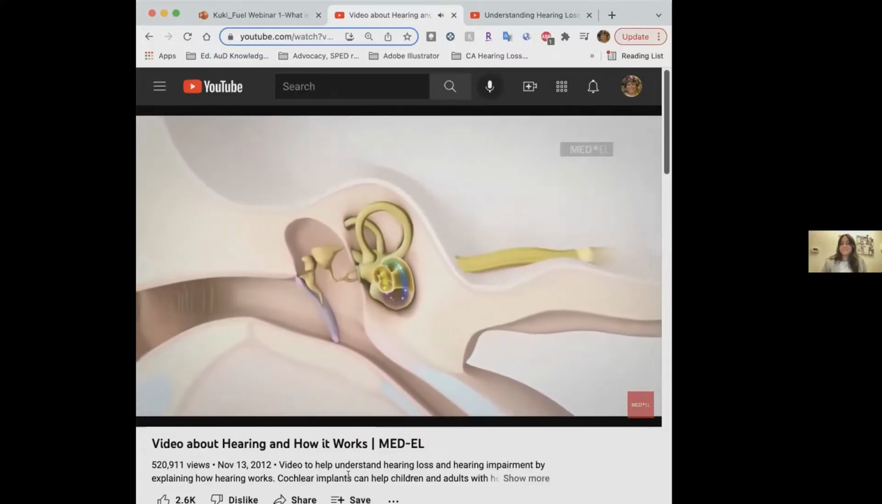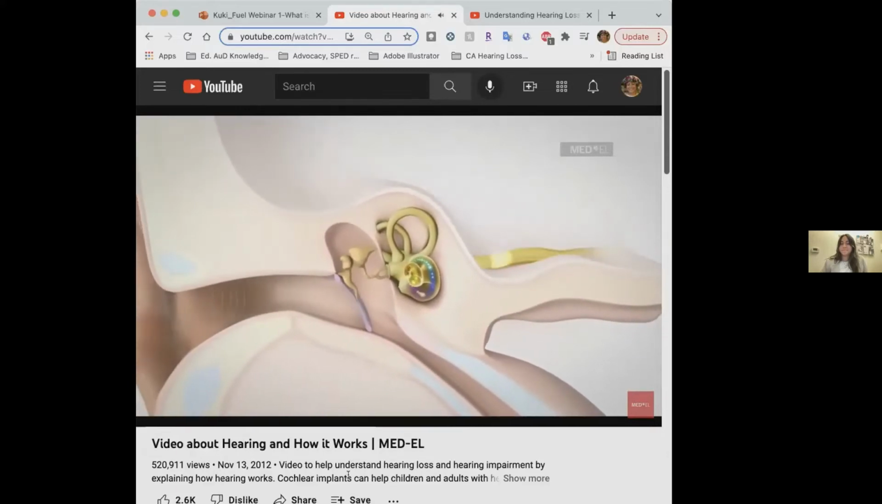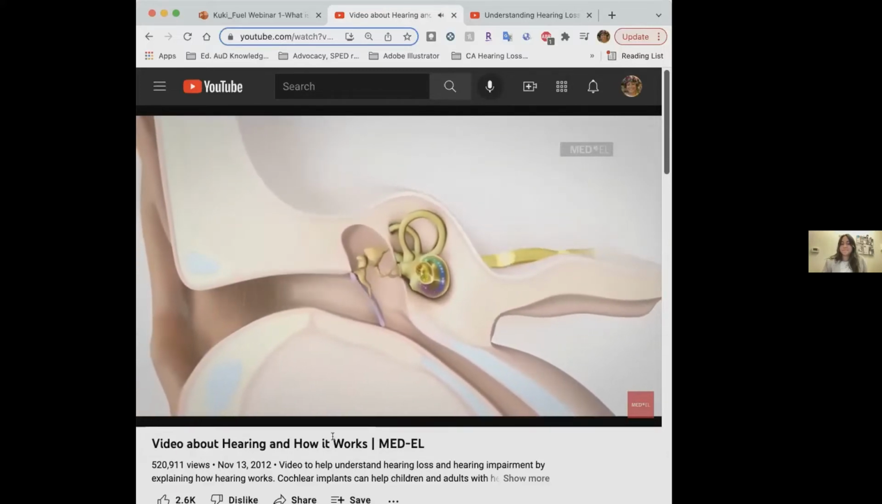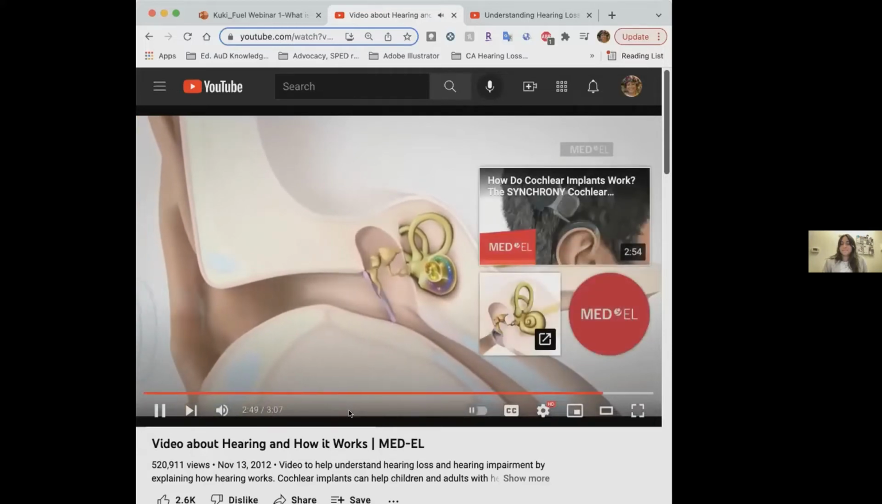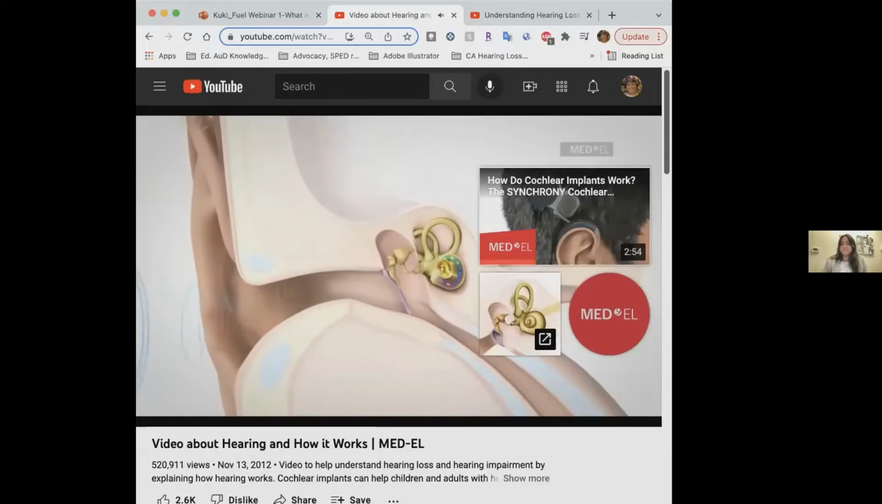Within this complex chain of events, there are a number of factors which can cause an individual to experience hearing loss. A loss of hearing can range from a mild to moderate hearing deficiency to a total hearing loss.